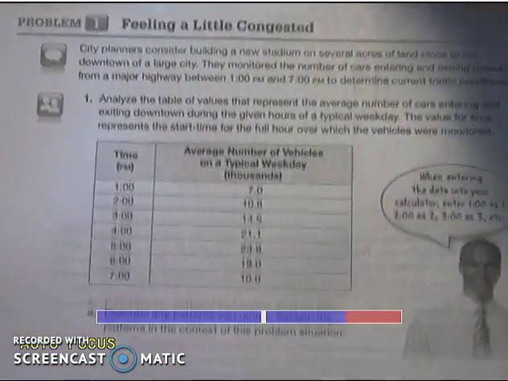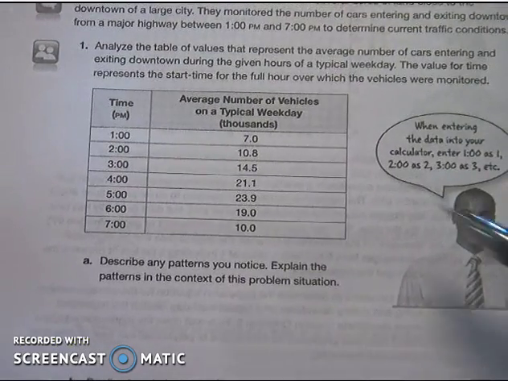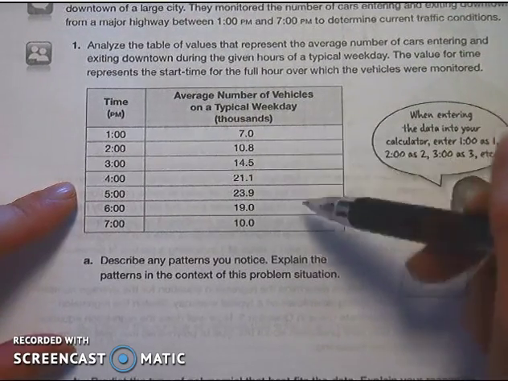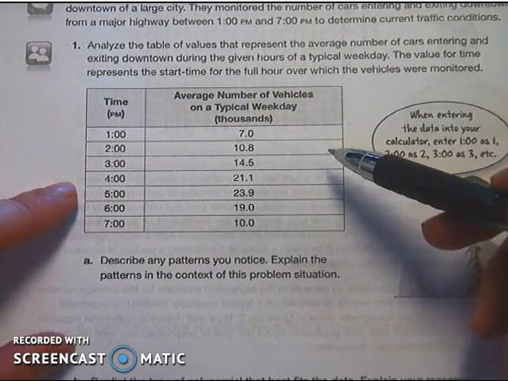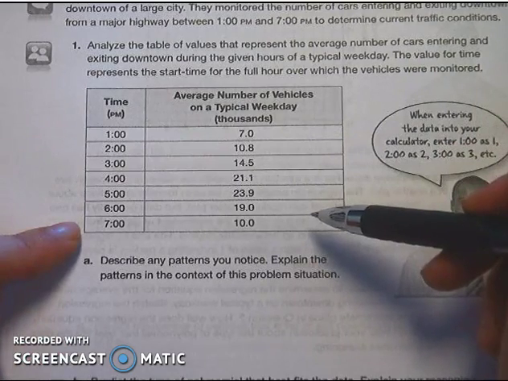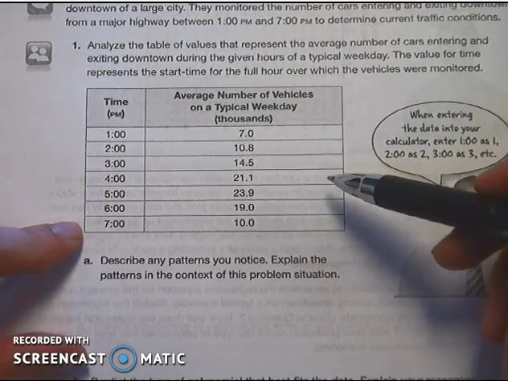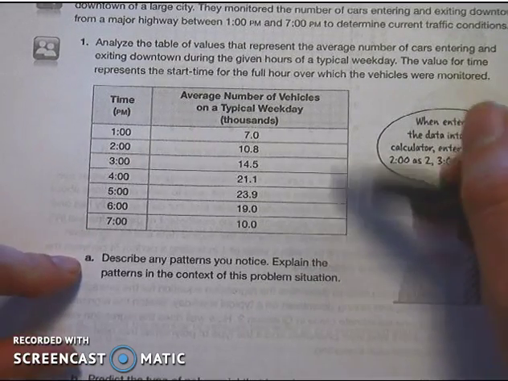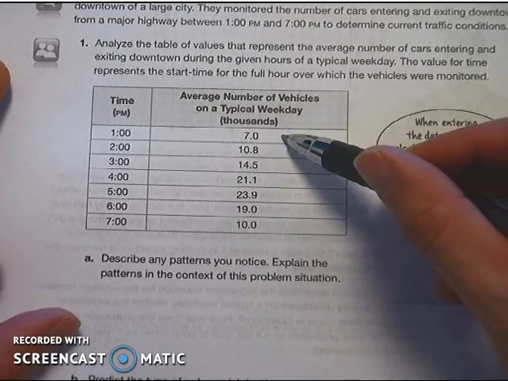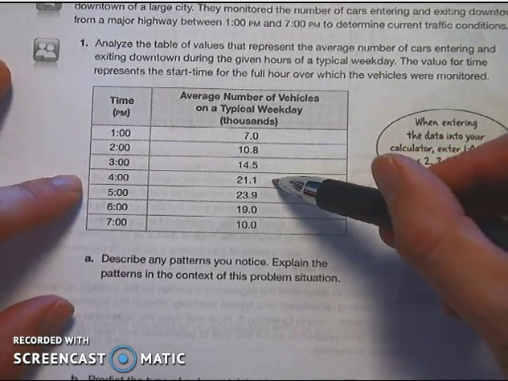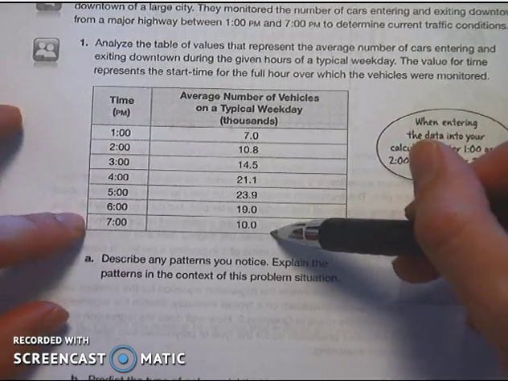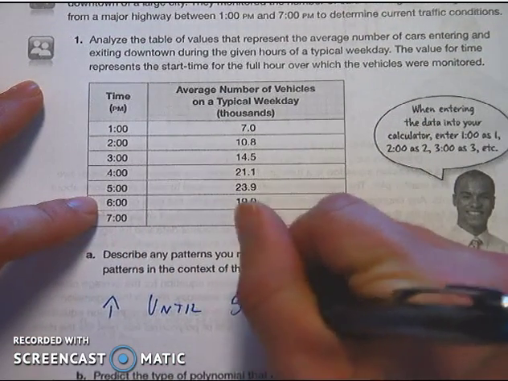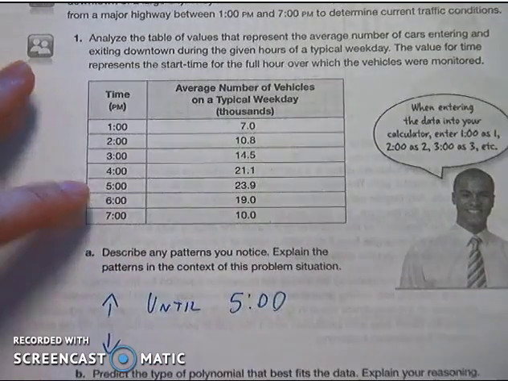So what we've got is some data, and it's a table of values that shows the time of day and the average number of vehicles on a typical weekday. What we want to do is try and model this data as best as we can. What you'll probably notice is we're supposed to describe any patterns, and what you'll notice about these patterns is the number of cars increases up until about 5 o'clock, and then it decreases. So I'm just going to write that. It increases until 5 o'clock, and then it decreases after that.